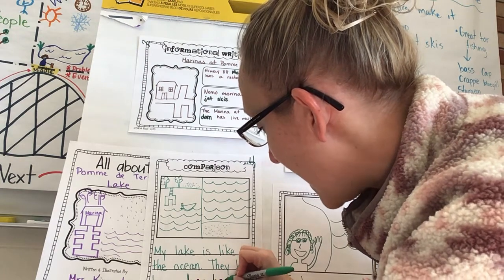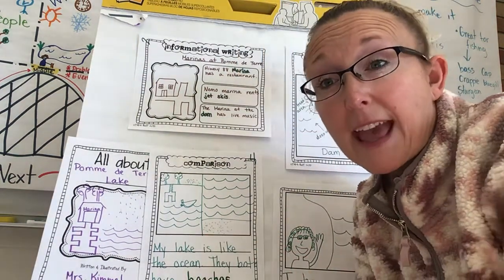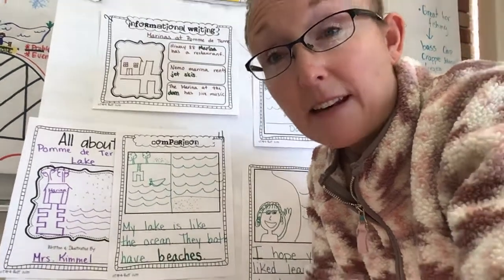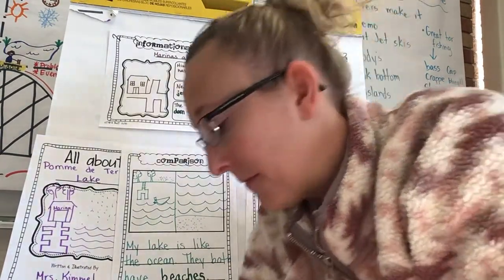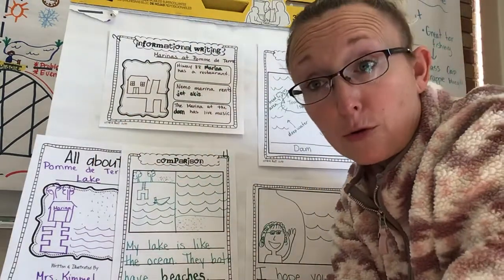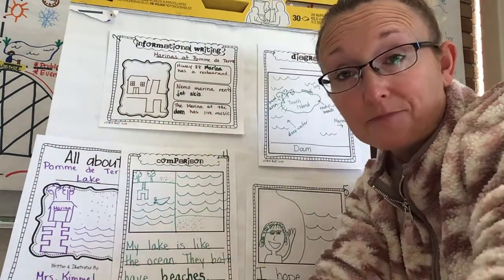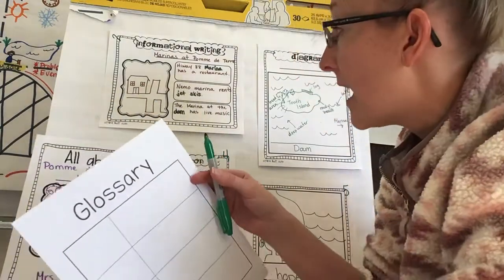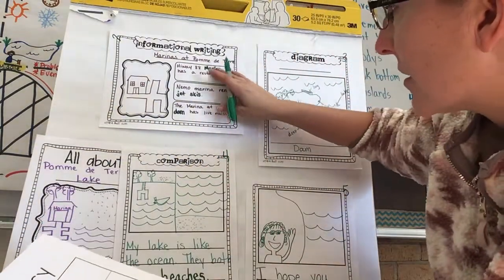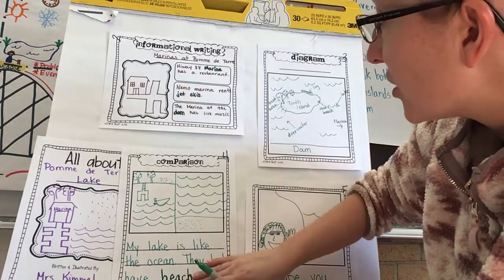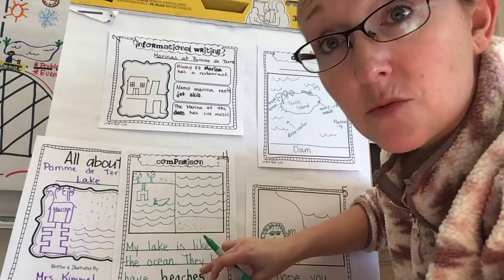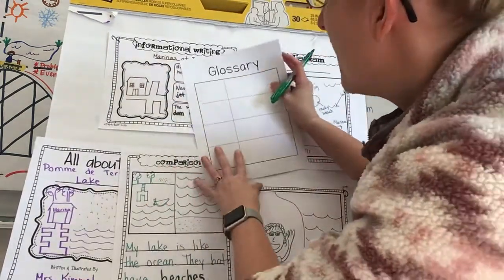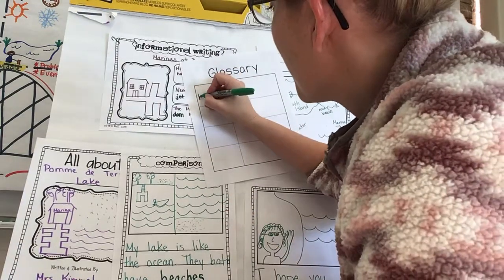So the first step is to go through and find words that your reader might not know very well, and then to make them bold in your writing. Then you're going to go to your glossary page and you're going to write them down, and I'm going to try to add them in alphabetical order. So I don't have one that starts with an A, but I do have one that starts with a B, beaches. So I'm going to put beaches here.